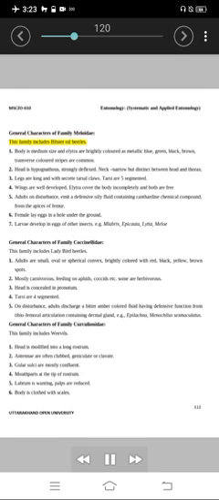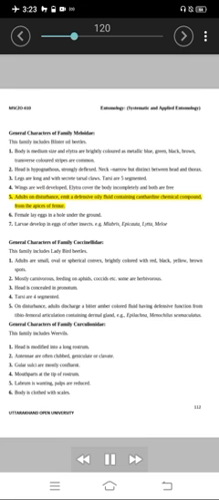1. Body is medium size and elytra are brightly colored as metallic blue, green, black, brown; transverse colored stripes are common. 2. Head is hypognathous, strongly deflexed. Neck narrow but distinct between head and thorax. 3. Legs are long and with secate tarsal claws. Tarsi are 5 segmented. 4. Wings are well developed, elytra cover the body incompletely and both are free.